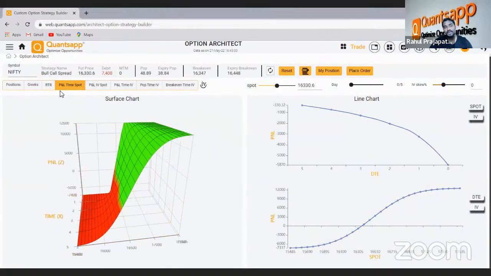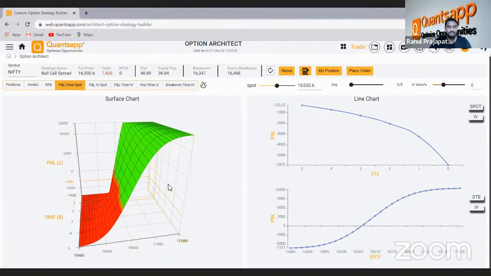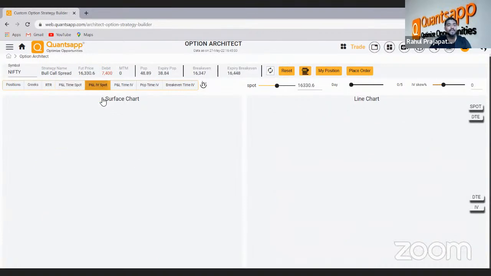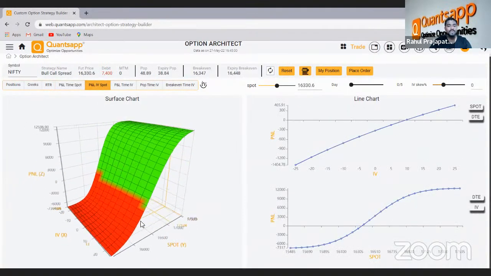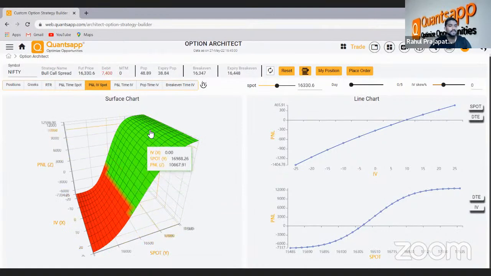Okay, these are the 3D graphs. This is P&L against time, showing how P&L keeps changing as time changes. This graph shows how your profit and loss will change as your IV changes. If IV decreases or increases, what will be the profit and loss if the market reaches these levels? There are three variables in this: P&L, IV, and spot. If the spot price reaches this point, let's say 17,300, I'm going to make 12,000 profit. But what if volatility increases? If volatility increases, I'm going to make more profit. That is what it shows you.